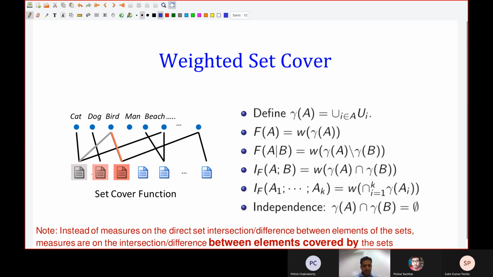So if these are the documents, and A is a subset of the document. A is always going to be a subset of the docs, which are basically the entire set of docs. Each document is going to cover some words. So this gamma, I write down the gamma here, and let's call it D1, D2, D3, and so on. So what is gamma of D1? D1 covers dog, bird, beach. And so on, right? So that's what gamma is.